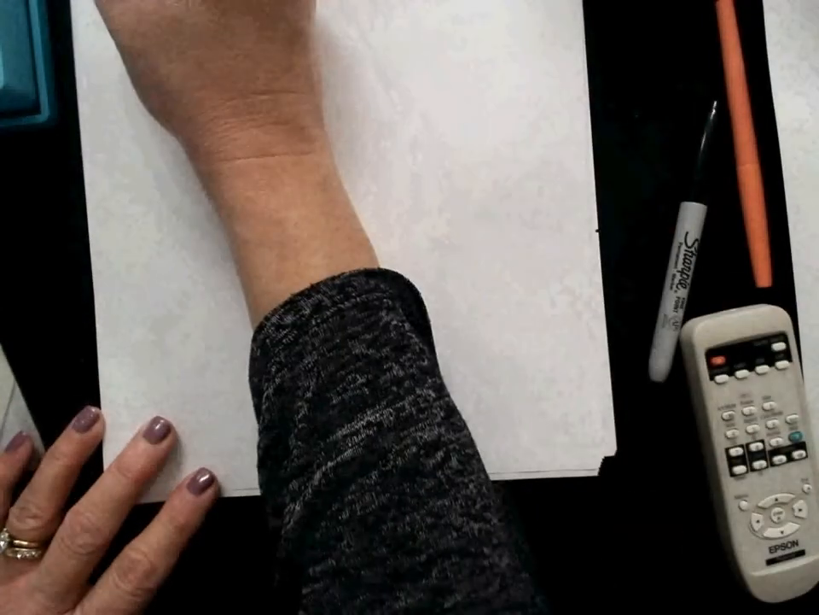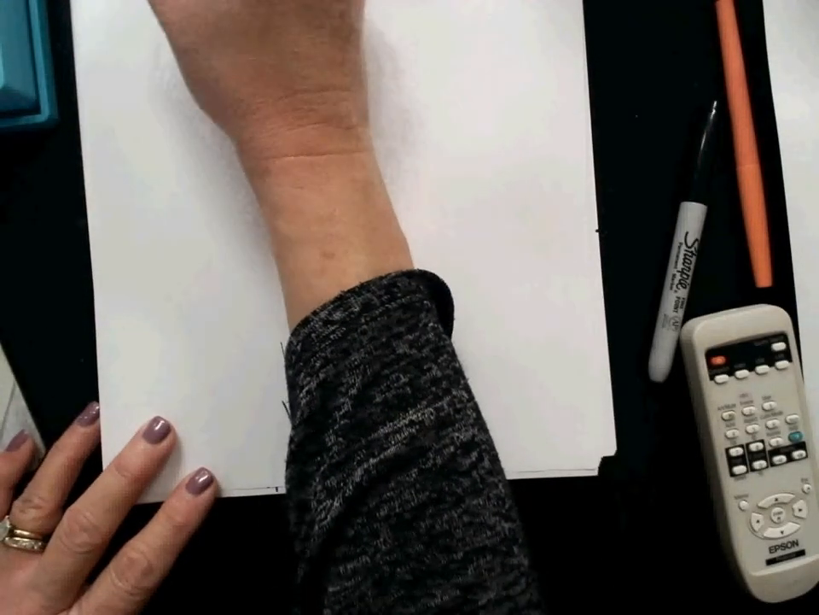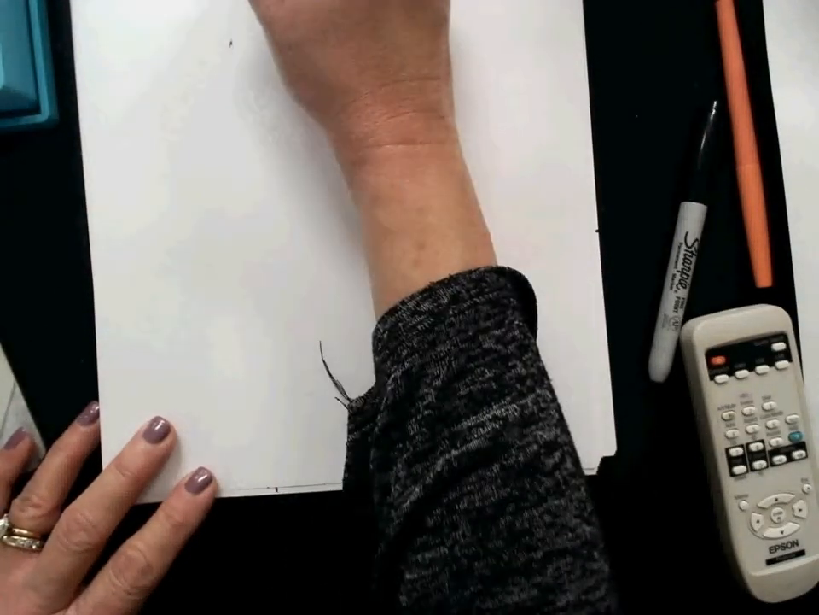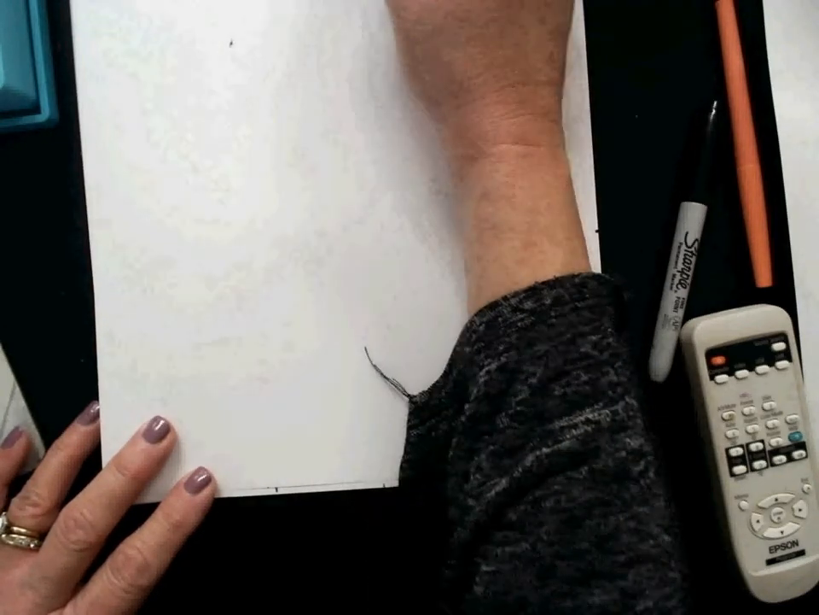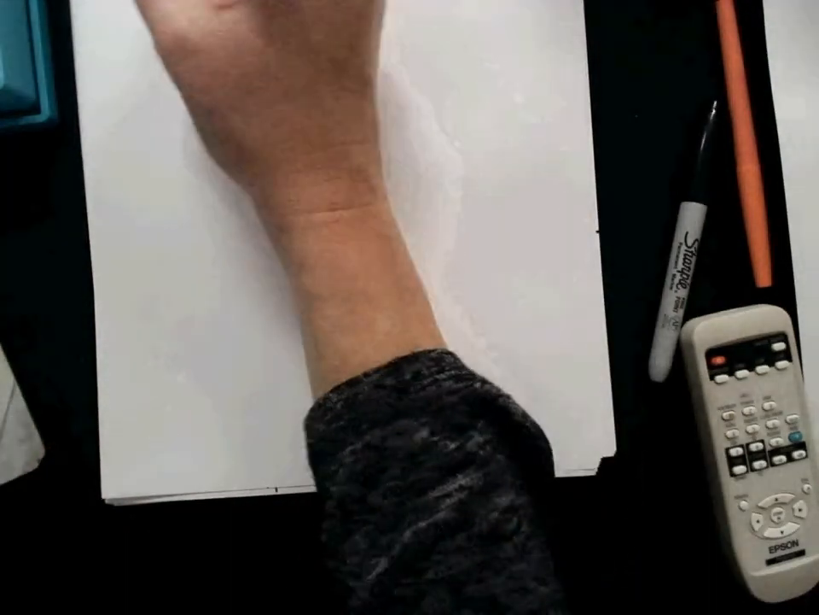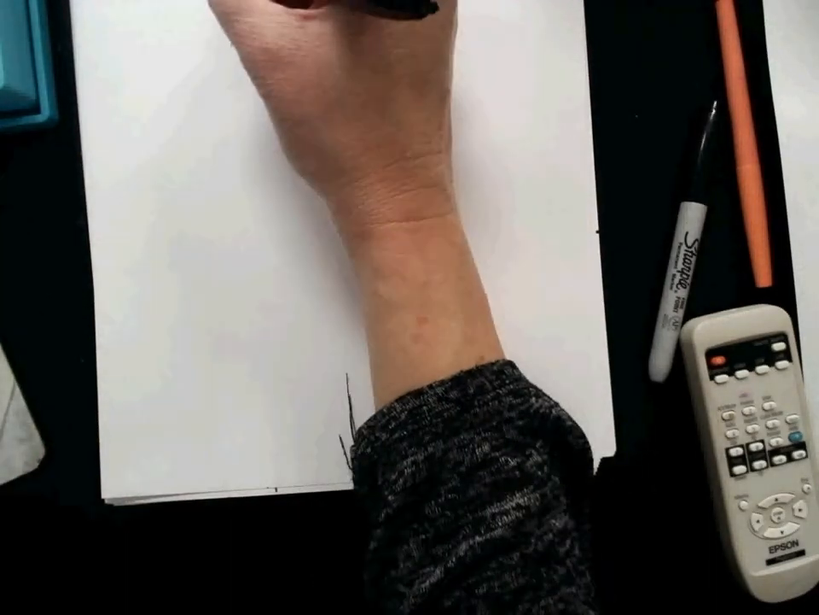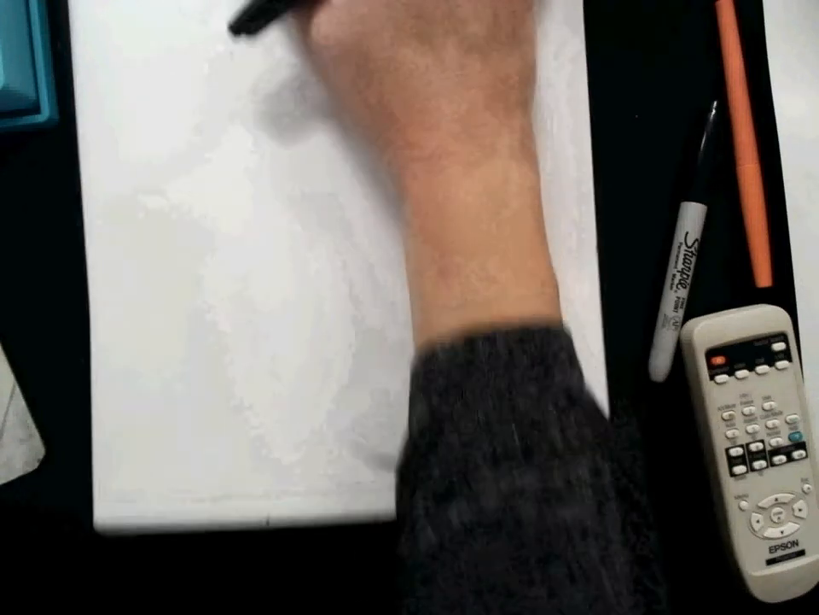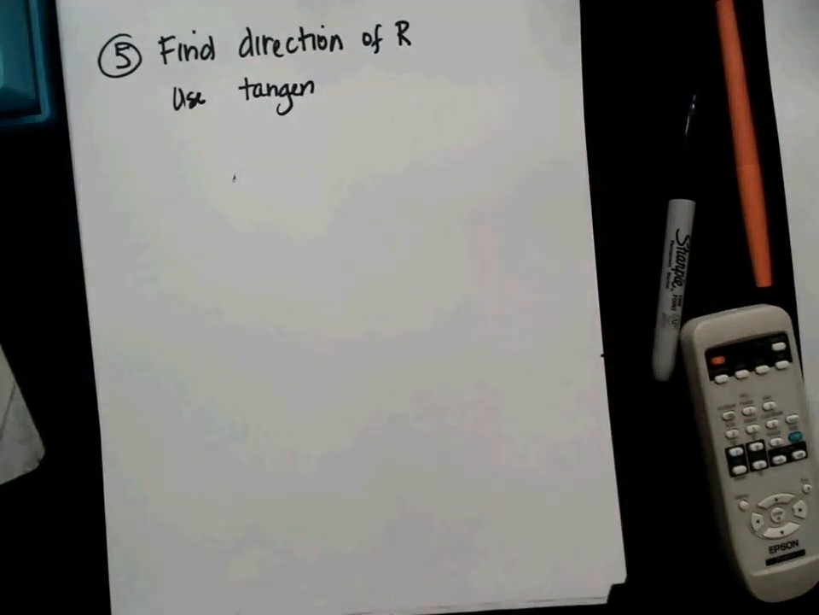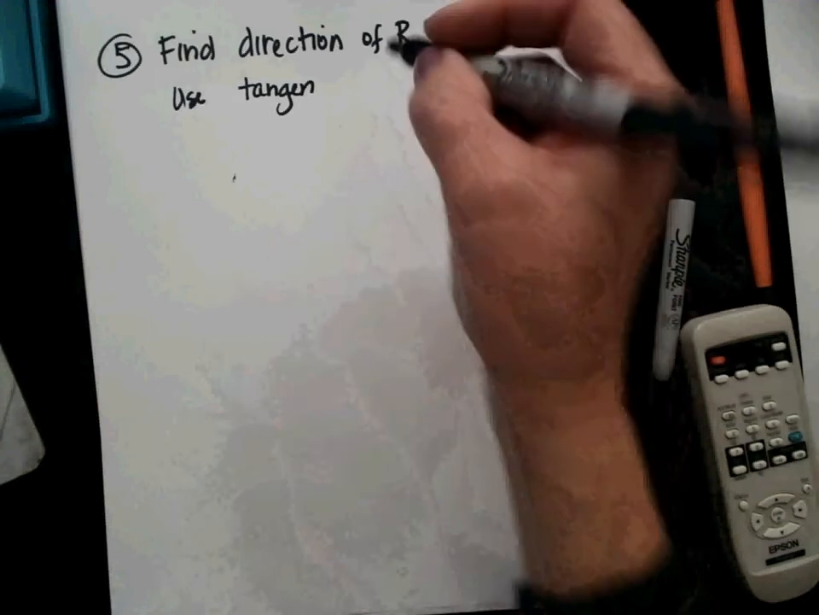So that allows us to find R. Where was I? To find the direction of R, we use something called the tangent. This would be a little high. Oh, wow, you guys want to see that? Yeah. Sorry. Okay, so we're going to find the direction of R.